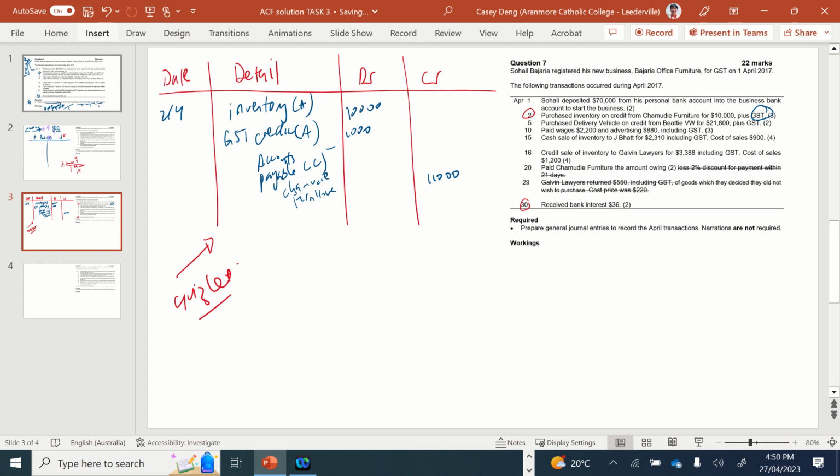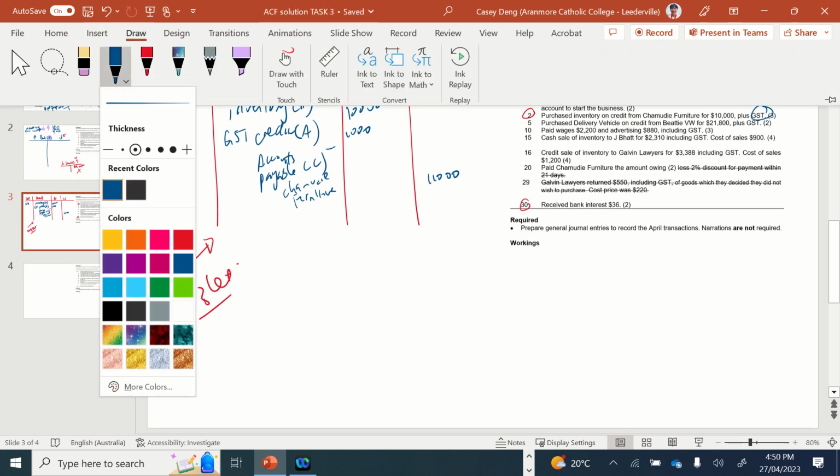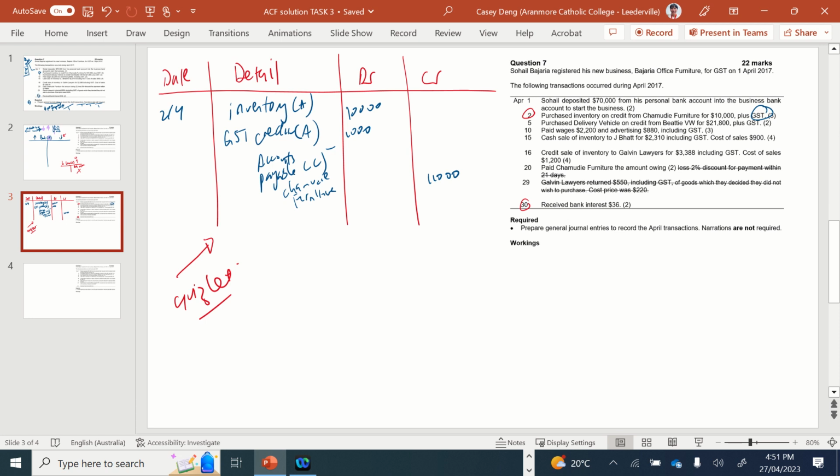And I'm going to write it in a different color. So 30th of the 4th, received bank interest. So this is not a very common account, but it's certainly one we've talked about, interest revenue, because we're receiving interest from the bank. $36, revenue goes up, it's a credit, which means what is my debit? My bank goes up because my bank account would have increased by 36.